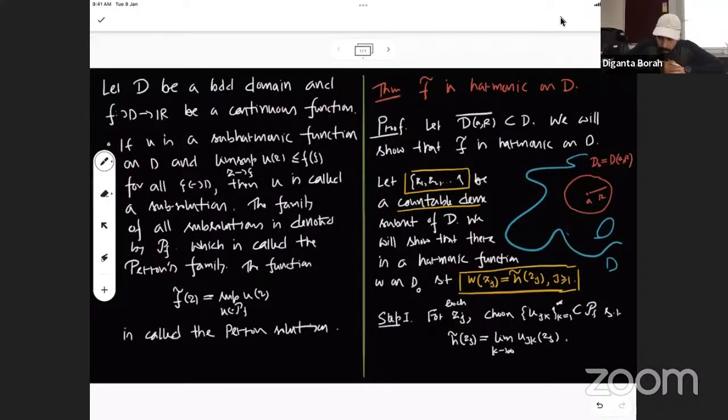Now you basically have a family of functions U_{z_j,k}, right? z and k both can vary. So it's slightly complicated. So I'm going to make it a little more convenient by doing the following. So let's go to the next phase.